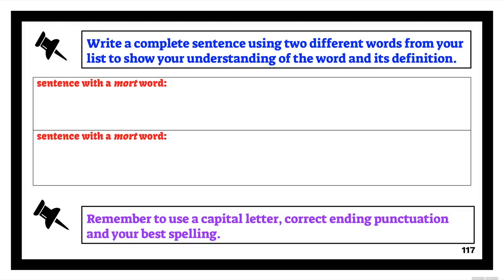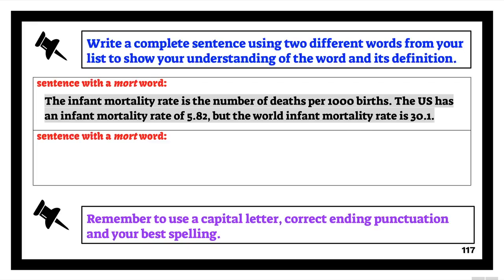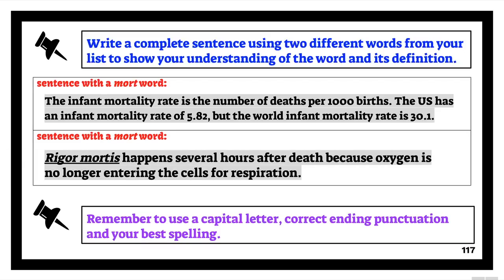Go ahead and write your 2 sentences, and then I will share my 2 examples. Did you remember to use a capital letter, correct ending punctuation, and your best spelling? Double check. Here are my examples. The infant mortality rate is the number of deaths per 1,000 births. The U.S. has an infant mortality rate of 5.82, but the world infant mortality rate is 30.1. Rigor mortis happens several hours after death because oxygen is no longer entering the cells for respiration.